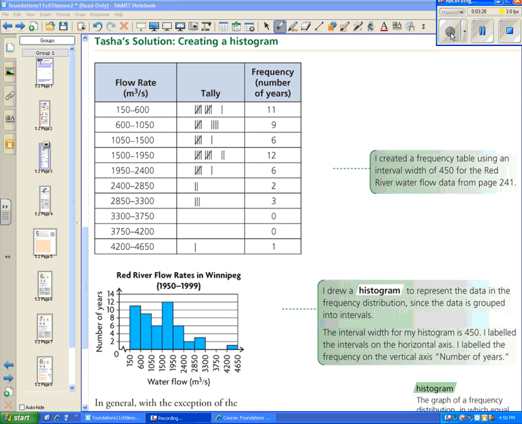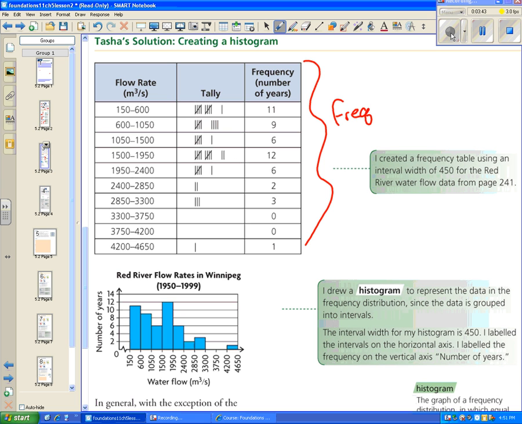Tasha decided to approach this question a little differently. She created a frequency distribution called a histogram, which looks a lot like a bar graph but isn't a bar graph. How she did that, she made herself a frequency distribution table, and she used an interval width of 450 instead of 500. And then she drew her histogram.